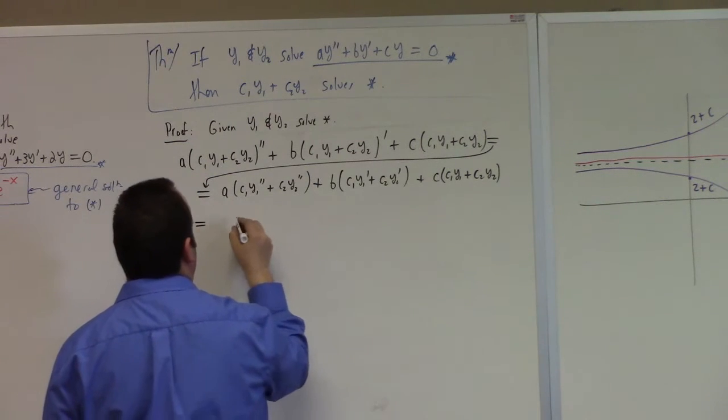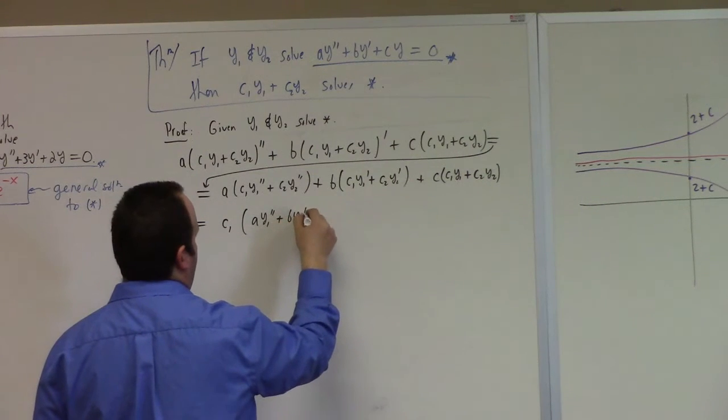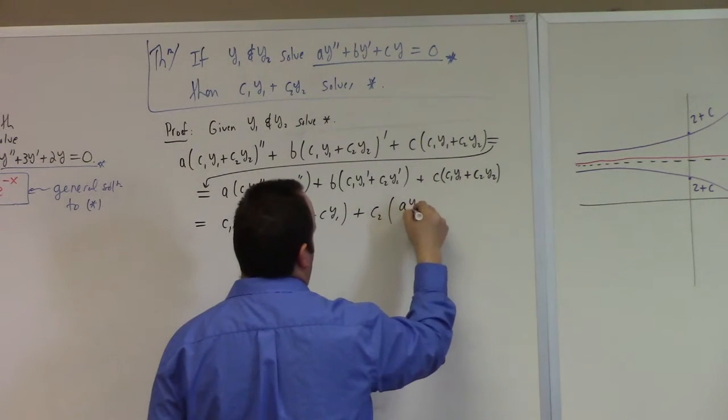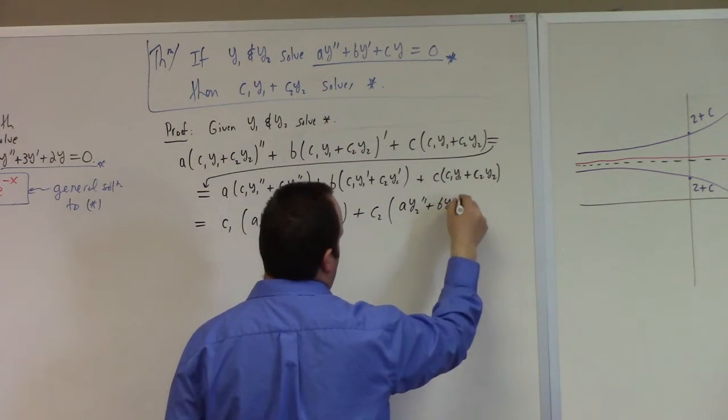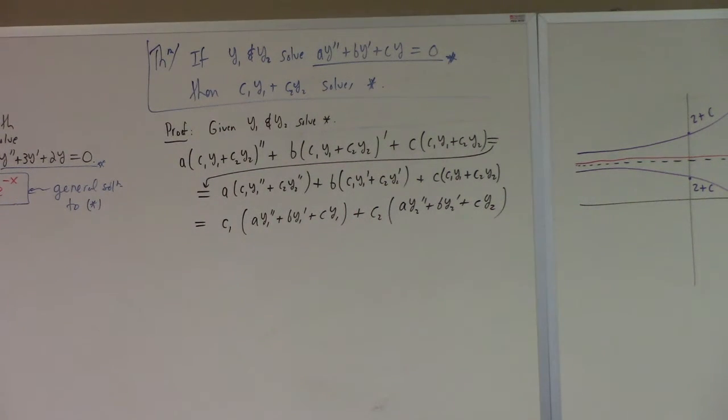And then I just group stuff. I've got c1 times (a y1'' plus b y1' plus c y1) plus c2 times (a y2'' plus b y2' plus c y2). There's a lot of writing going on here, but not too much thinking. Mostly just that the second derivative of the sum is the sum of the second derivatives, and you can pull a constant out of the second derivatives. And then what do I have then? What was I given?